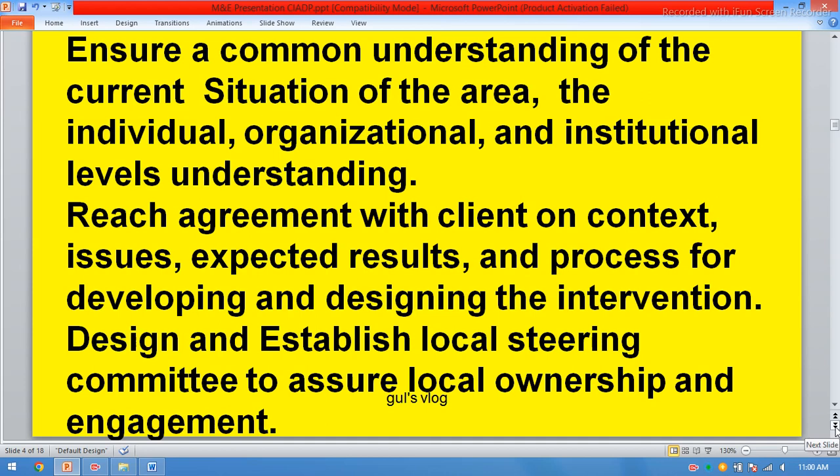Ensure a common understanding of the current situation of the area, the individual, organizational, and institutional levels understanding. Reach agreement with client on context, issues, expected result, and process for developing and designing the interventions. Design the established local steering committee to assure local ownership and engagement.